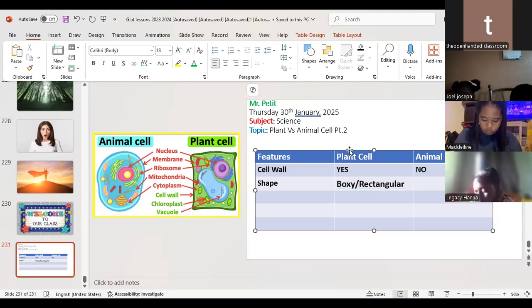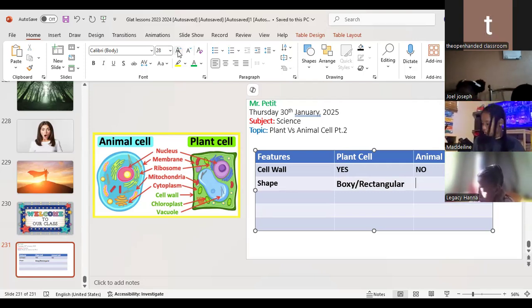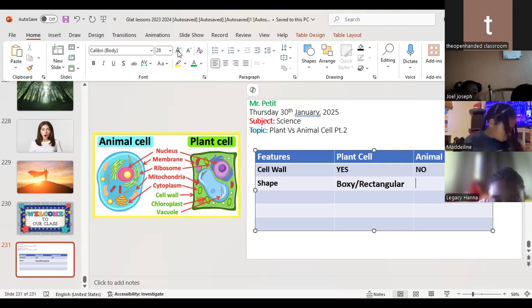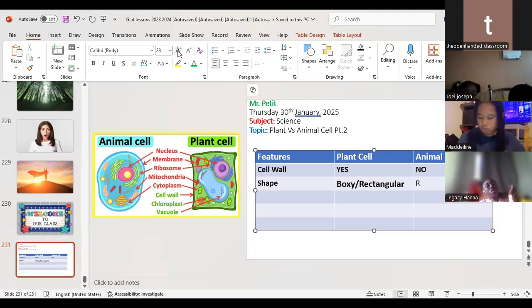Animal cell. How would you describe an animal cell? How would we describe an animal cell? It's more circular. It's round, like an egg, or irregular, right? It's round and irregular.